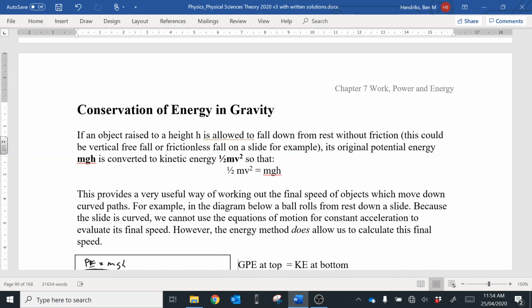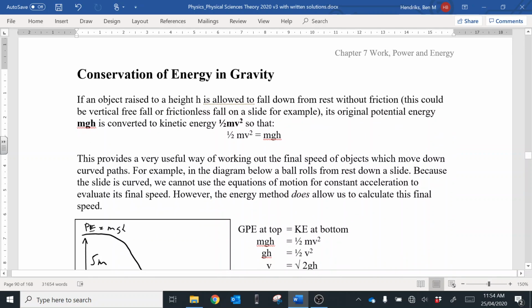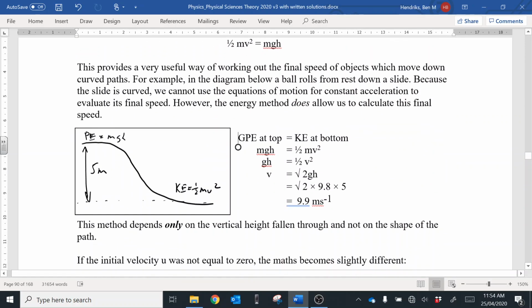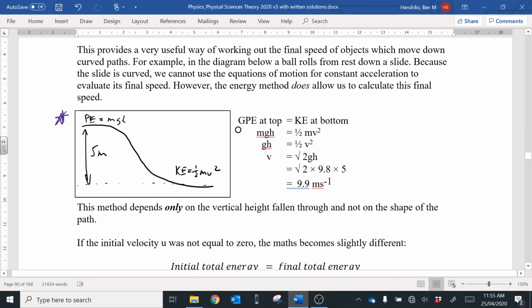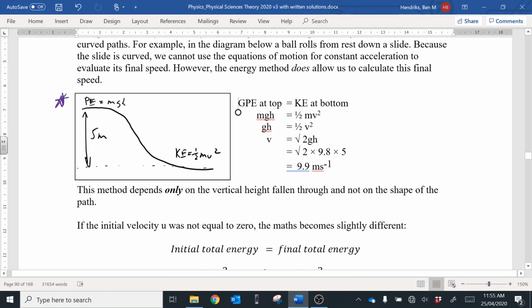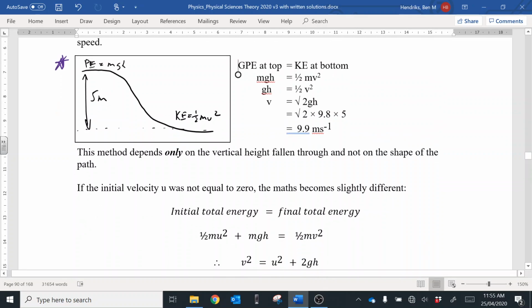Alright, we're looking at the conservation of energy in gravity problems. The example we have here is a roller coaster, and we have a certain amount of potential energy up the top, and that gets converted into kinetic energy when it goes all the way down to the bottom. So if we've got a height of 5 meters and we're considering the bottom 0 meters, then the change in kinetic energy is going to be equal to the change in potential energy.